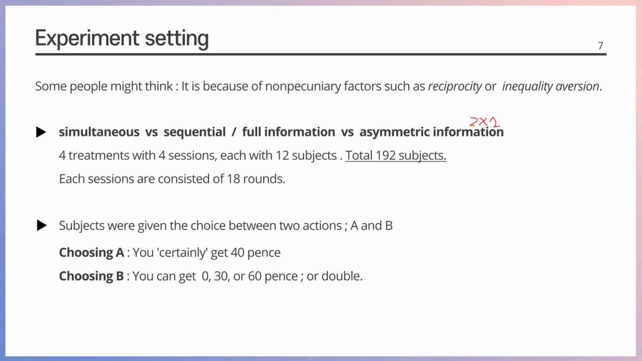Now during the game, 2 players were asked to choose the action A or B. Choosing A, you can certainly get 40 pence, and choosing B, you can get 0, 30, or 60 pence, all equally likely, and it could be double when your partner chooses B. So it can be summarized as exactly 4 times the simple model we saw. To be simple, by choosing A you contribute, and choosing B is the opposite.